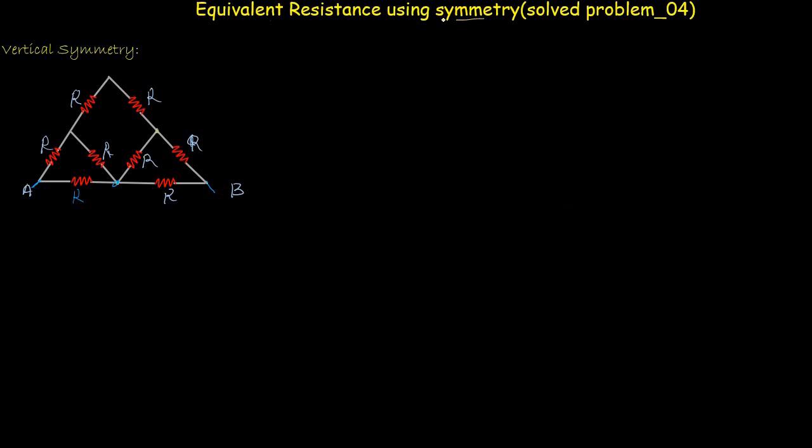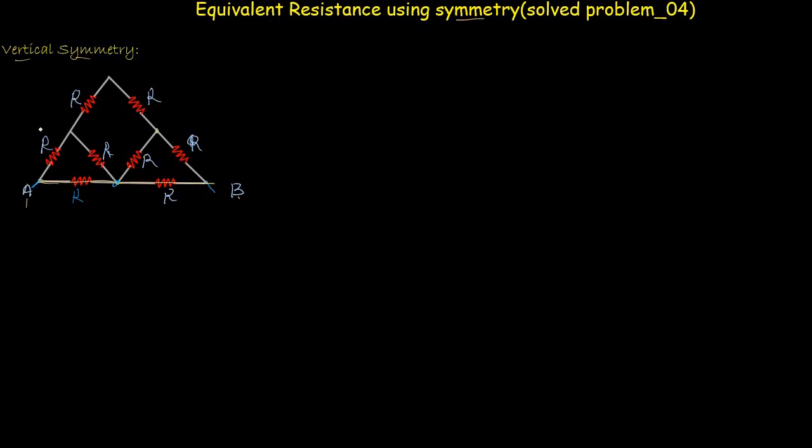Now in this video lecture we will be discussing two more examples related to the horizontal and the vertical symmetry, in which the first one is related to the vertical symmetry. So basically in this example we are asked to find out the equivalent resistance between point A and point B. So first of all, let's draw a horizontal line which joins these two points, point A and B.